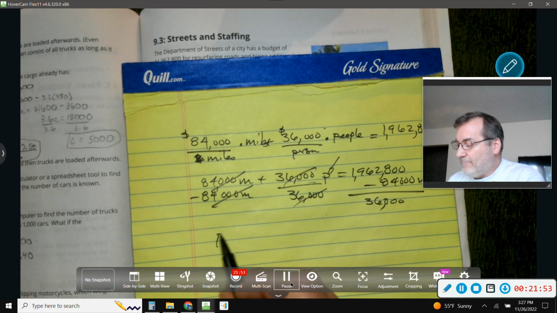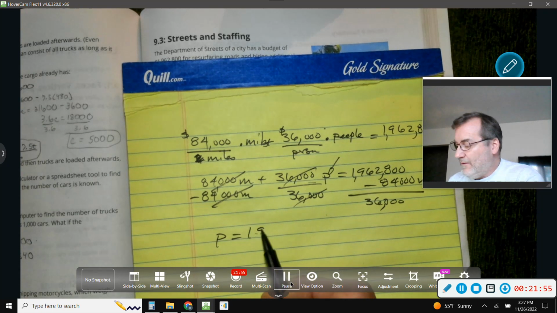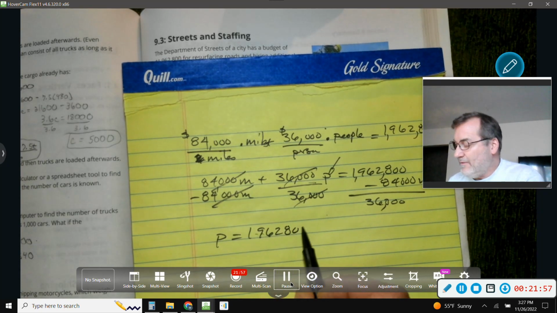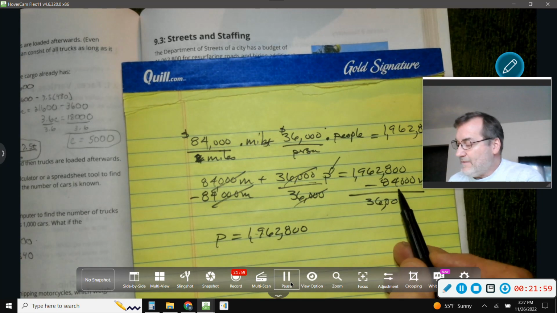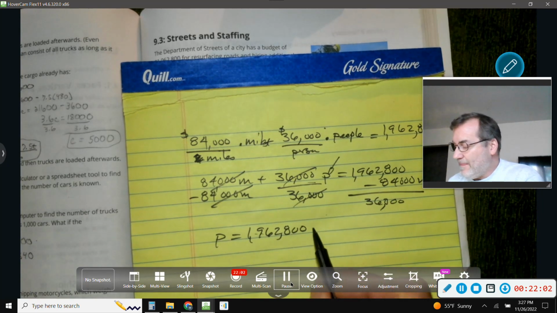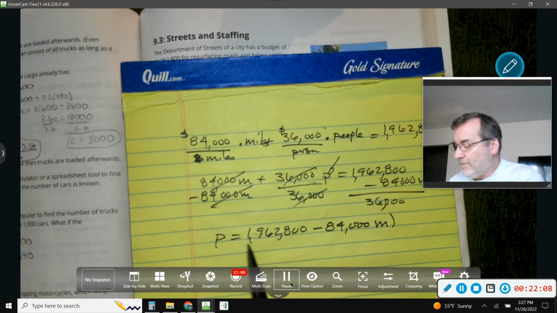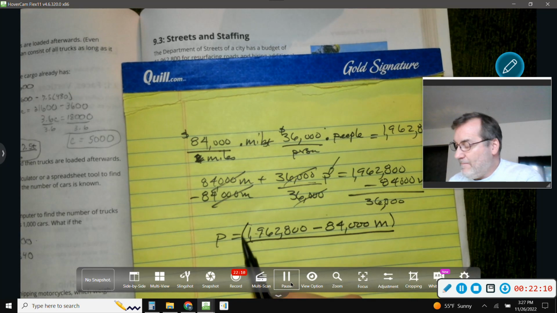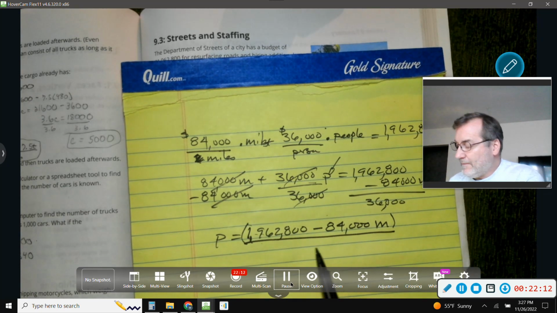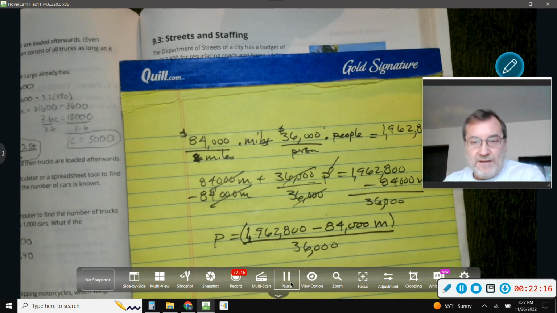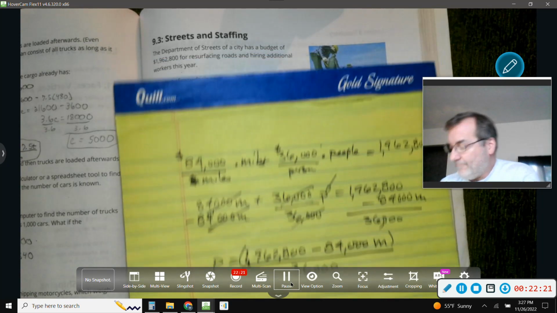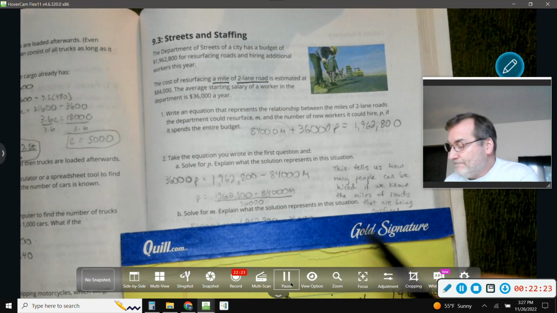So what do I got? Well, I got P equals 1,962,800 minus the 84,000 M times the number of miles I'll have to work with, divided by 36,000. Okay, so that kind of sets this thing up. You can figure out how many people you can have if you know the number of miles. All right. Solve for P.